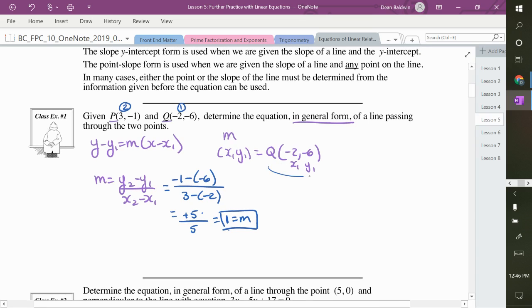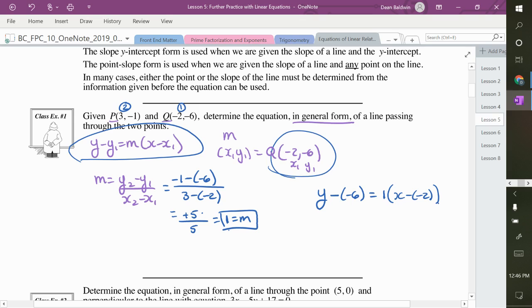I've already assigned my x, y for my point. All I have to do is plug it into my equation. So y minus y1 is y minus negative 6 equals m, which is 1. That's nice. Times x minus negative 2. Y plus 6 is equal to x plus 2. And I want it in general form. Let's write it in mx plus b and general form.